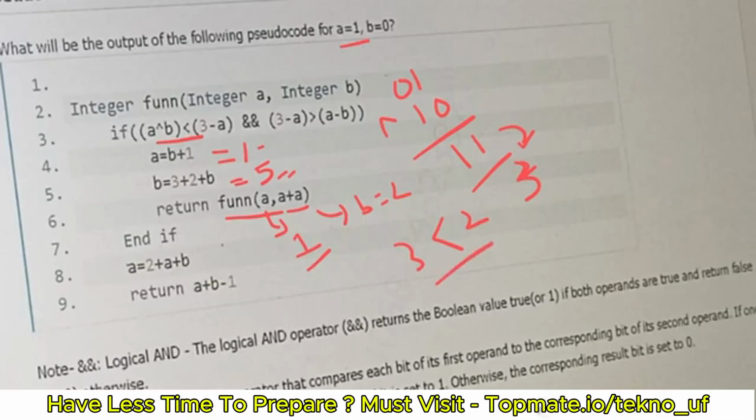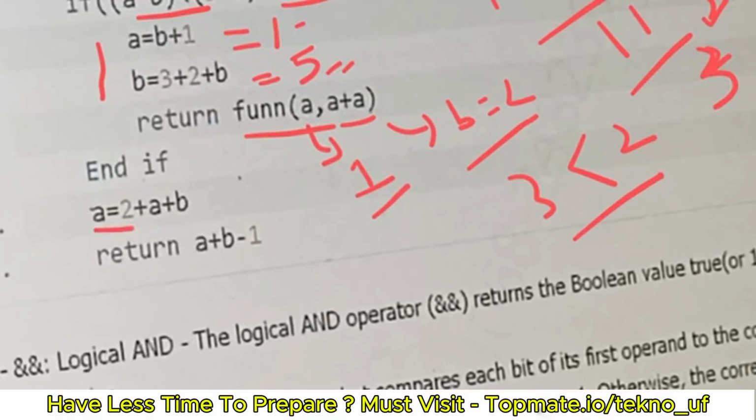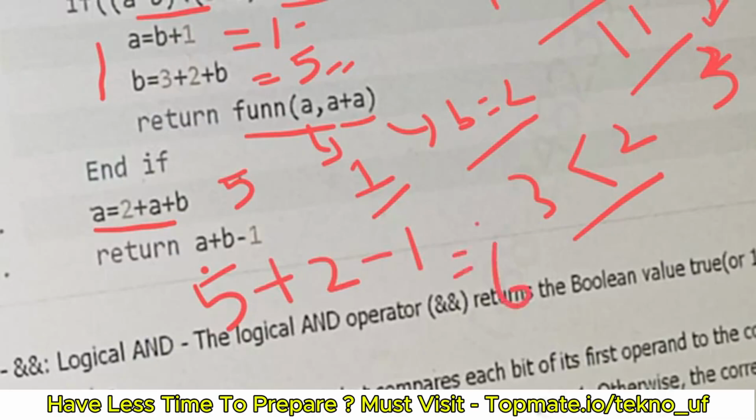Okay, so we don't have to check the other condition. You don't have to check the other condition if one condition is false in case of an AND operation. So the value of a was 1, the value of b was 2. Now the value of a is reinitialized: 2 plus a plus b. 2 plus 1 is 3, plus b, which was 2, so 3 plus 2 is 5. So a is 5, b is 2, and minus 1. 5 plus 2 is 7, minus 1 is 6. So this is the correct answer.